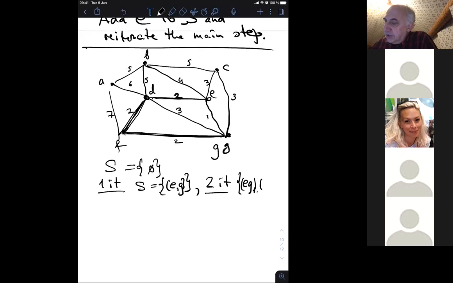So I have EG, and say I'll be adding DE, for example. I'll be adding this guy. So now we have EG and DE. So what about the third iteration? Again, I can either add FD here or FG. None of this will create a cycle. Let me add DF. I cannot add both of them, because if I add both of them, I'll be getting a cycle: F, D, E, G, and back to F. But I can add one of them.